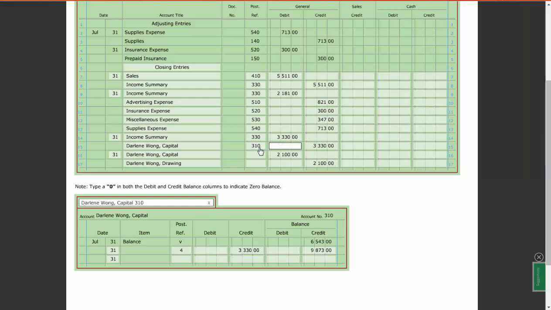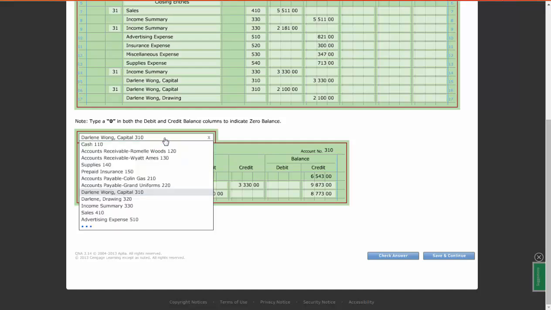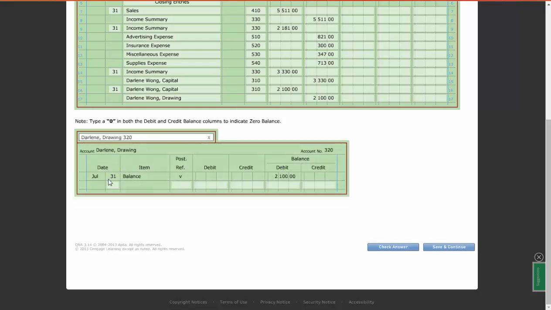Now, this is another one where I'm affecting capital right away again because I need to close drawing. And drawing has a debit balance, so it's going to decrease my owner's equity. So I need to now subtract $2,100. So after all of my closing entries, capital has a credit balance of $8,773. My last account that I need to close is my drawing account.